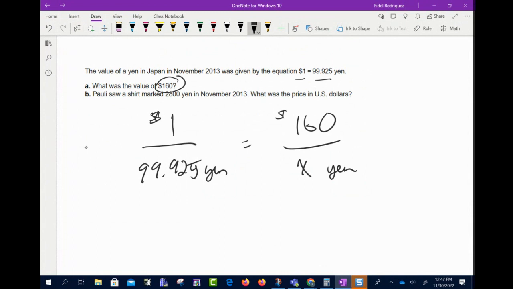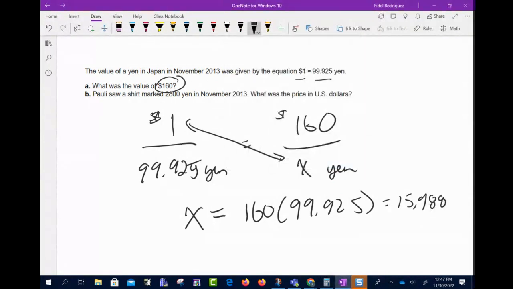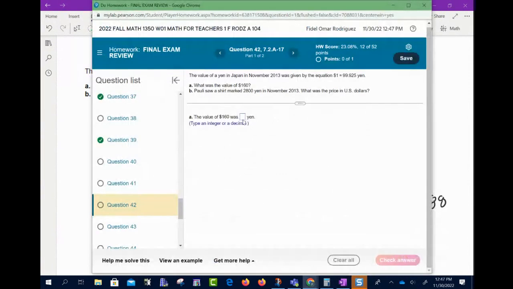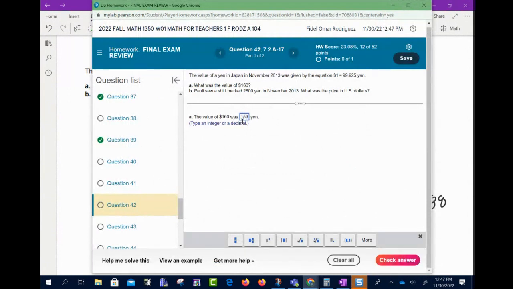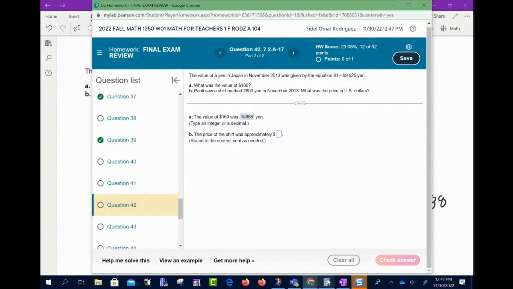So all I'm going to do here, guys, is just cross multiply. So 1 times x is going to give me an x. And then we're going to take 160 times 99.925. 160 times 99.925. And I'm coming up with 15,988. Okay. So let's see. Let's come back this way. 15,988. There we go. Okay. And then we'll do the second part the same way.